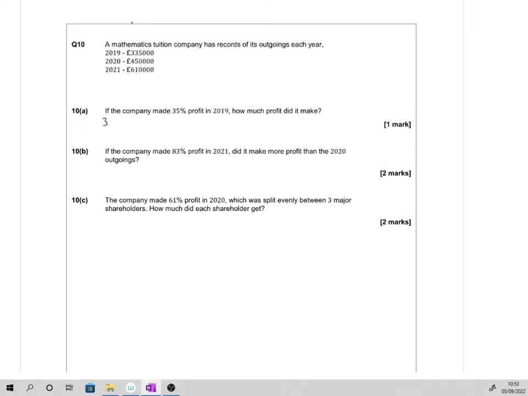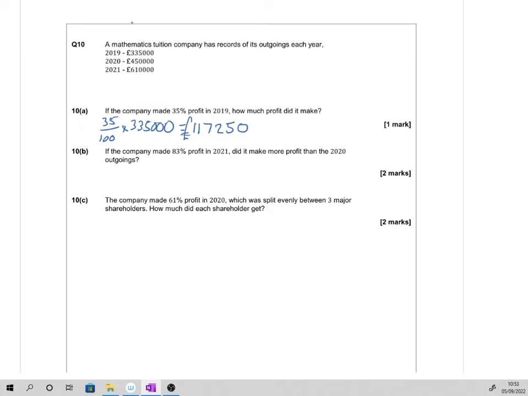So we have to find 35% of 335,000. So 35 divided by 100 times 335,000 equals 117,250. Outgoings plus 35% is that. So that's the answer there.